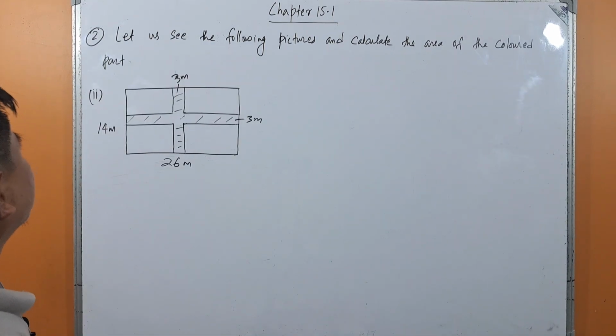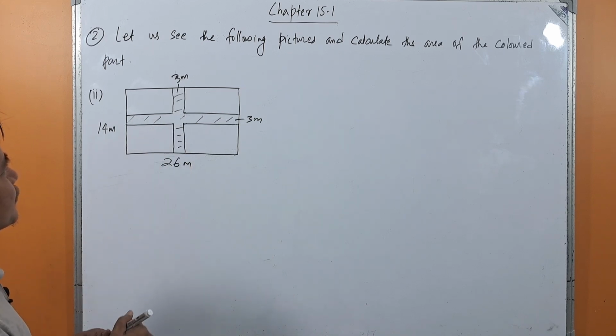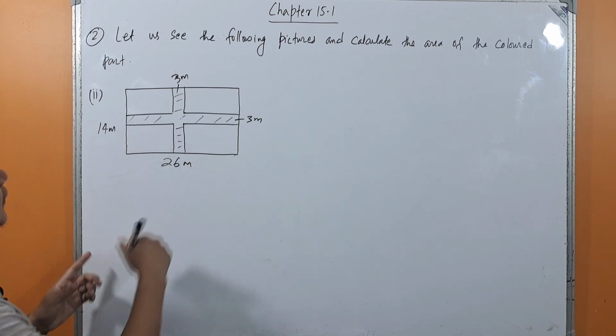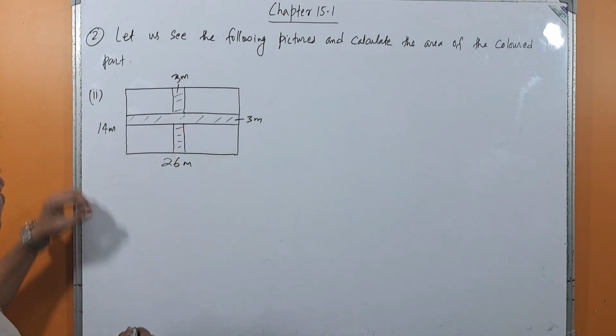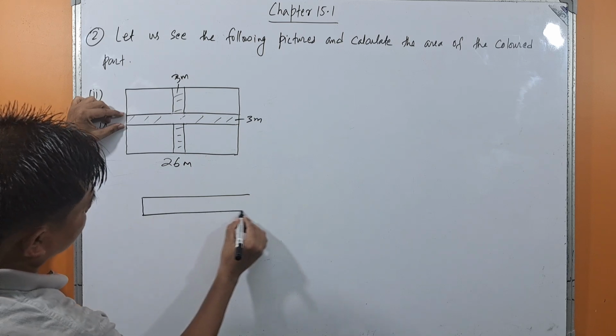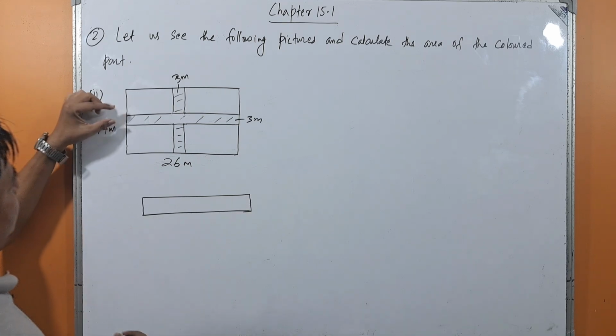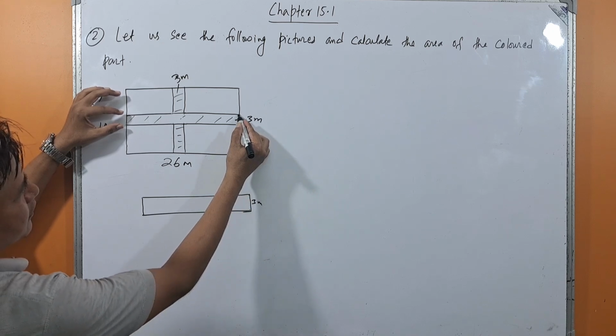Question number 2 of 2. We are asked to calculate the area of this colored part. Okay, so what we do is we join these sides. After that we can see a small but long rectangle. The breadth of this rectangle is 3 meter. We can see 3 meter, isn't it?